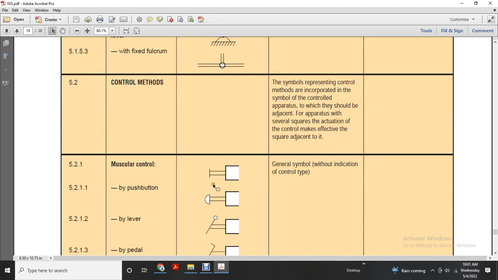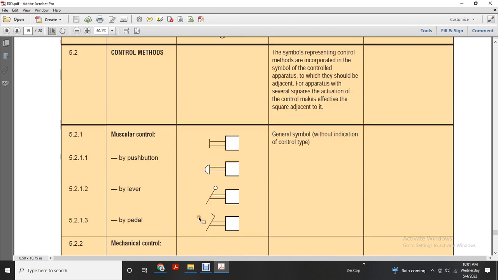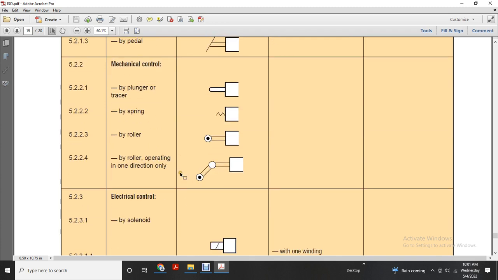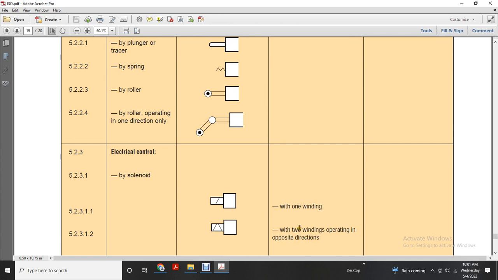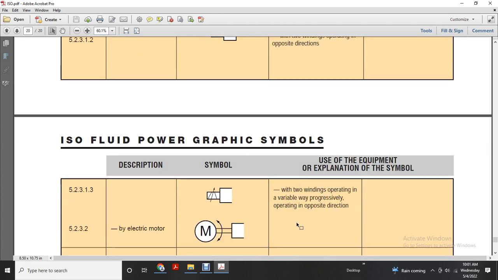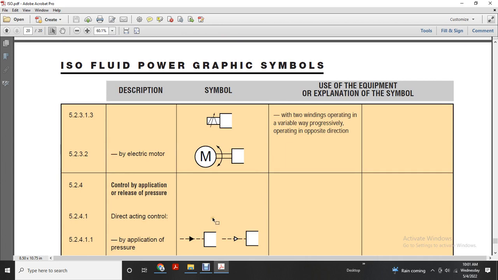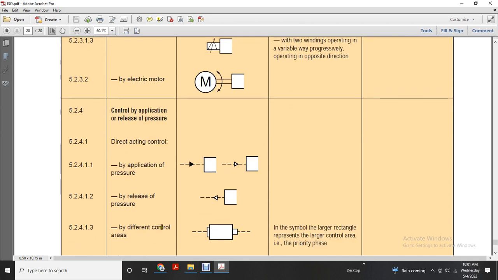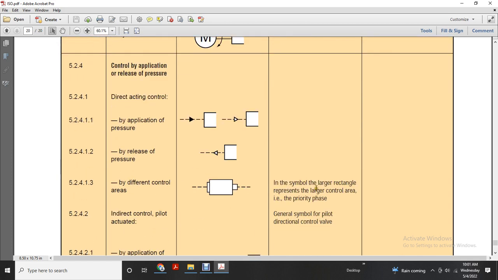Then general symbols show the muscular control: push button, lever, pedal, mechanical plunger, tracer, spring, roller operating in one direction. Directional control solenoid with one winding, with two windings operating in opposite positions. Two windings operating in variable, progressive operation in opposite directions, electrical motor. Control by application or release of pressure, direct action control by electrical means, by application of pressure, by release of pressure. Differential control areas: a larger rectangle represents a large control area.